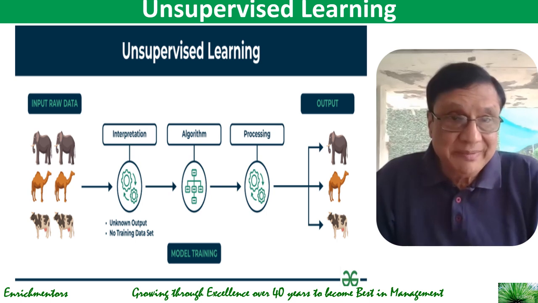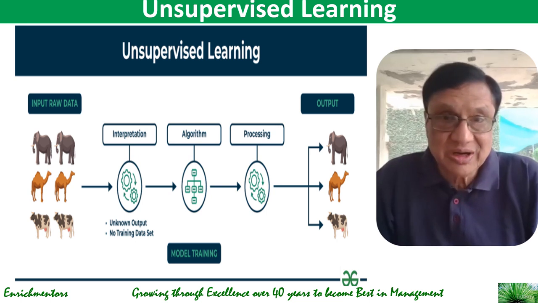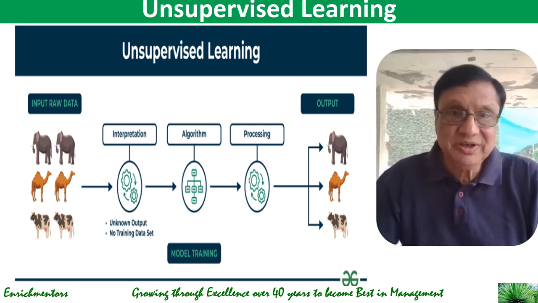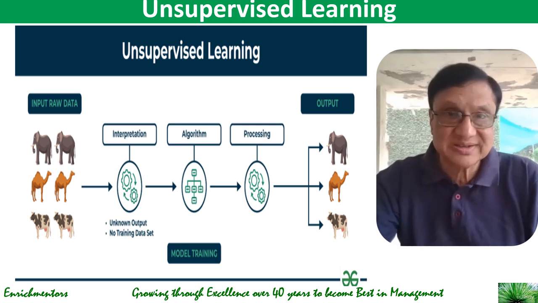Then there is dimensionality reduction, reducing the number of features or variables while preserving the essential information of the data. Some of the analyses that use dimensionality reduction are principal component analysis and t-distributed stochastic neighbor embedding. So these are some of the unsupervised learning tasks that you can use.